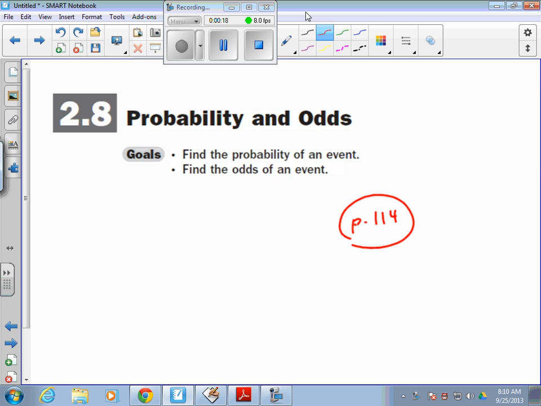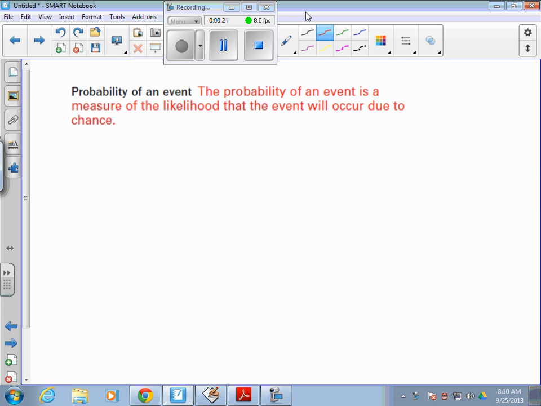We begin on page 114 in the textbook with a definition, the probability of an event. Here's a long definition of it. The probability of an event is a measure of the likelihood that the event will occur due to chance. Most of us are familiar with picking things at random. If you put two blues and a red in a bag and then you pull one, you know that there's a 2 out of 3 chance of getting the blue and a 1 out of 3 chance of getting the red. Everybody can kind of understand that in terms of probability.